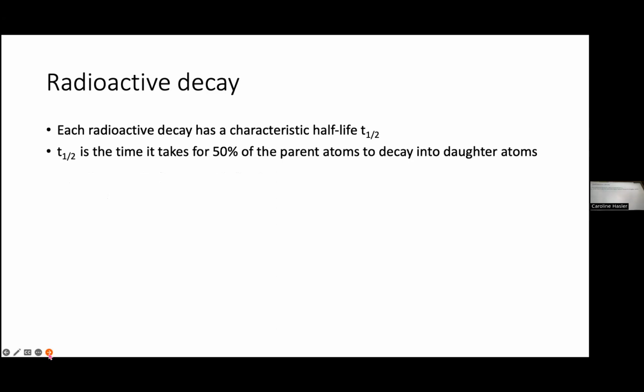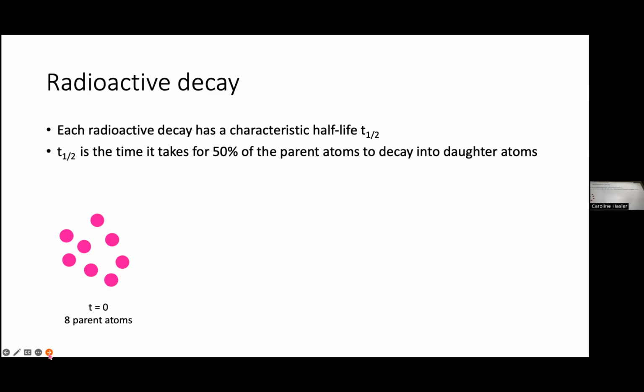The crucial fact that allows us to link this observation of radioactive decay to timescales in Earth history is that each radioactive decay has a characteristic timescale associated with it. This half-life, which I've denoted here as T1/2. This half-life is the time it takes for 50% of the parent atoms to decay into daughter atoms.